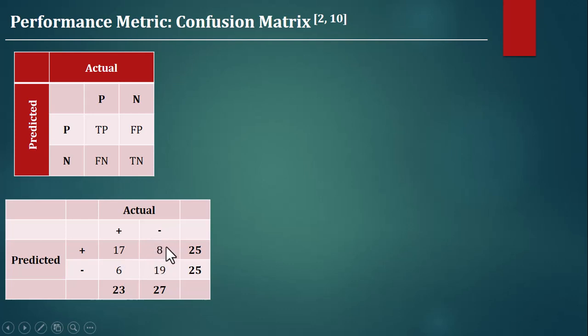There were 8 samples which were actually negative but classified as positive. So false positive is 8 here. And there were 19 samples which were actually negative and predicted as negative. So 19 is the true negative. And this is the total. 17 plus 8 is 25, 6 plus 19 is 25. And similarly 17 plus 6 is 23, 8 plus 19 is 27.